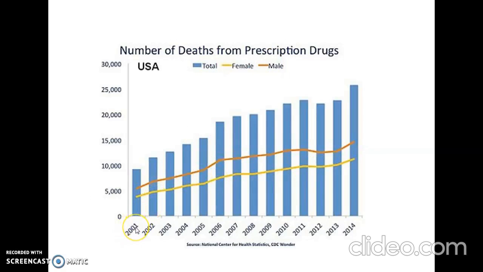You can observe that as the years progress from 2001 to 2014, in 2001 the deaths related to prescription drugs were around 9,000, whereas in the 2014 data they have reached 25,000 deaths from prescription drugs, which are preventable. These data show there is a need for intervention while handling prescription drugs.